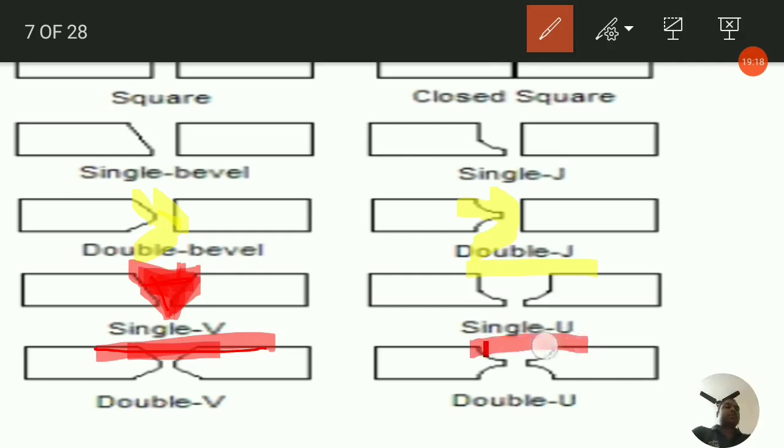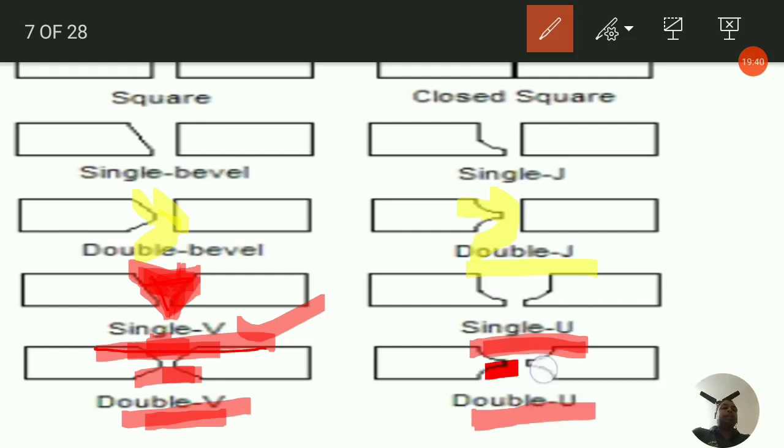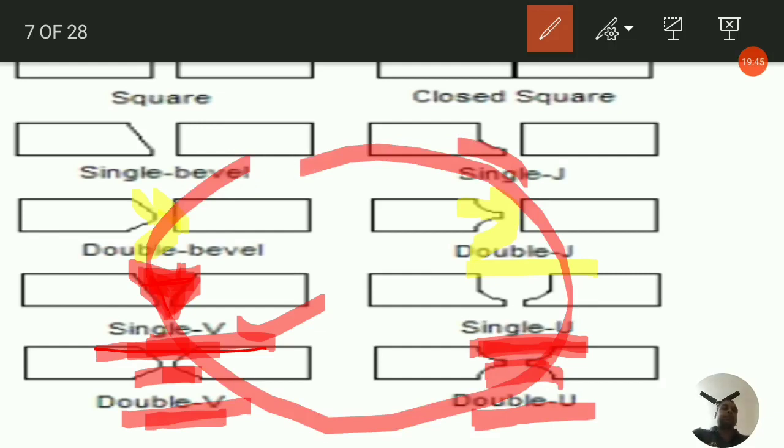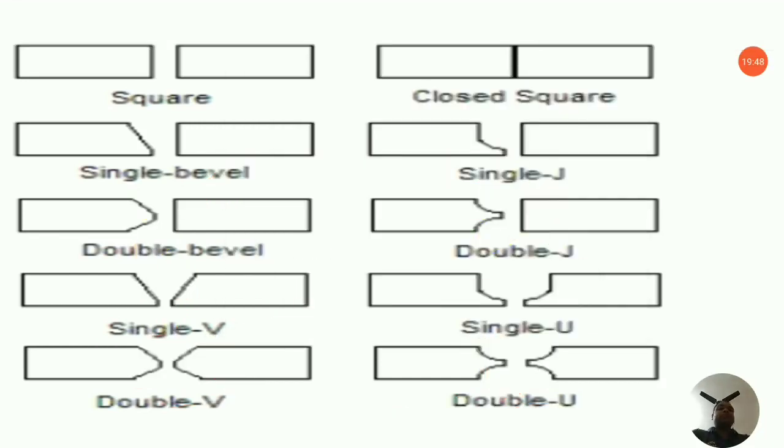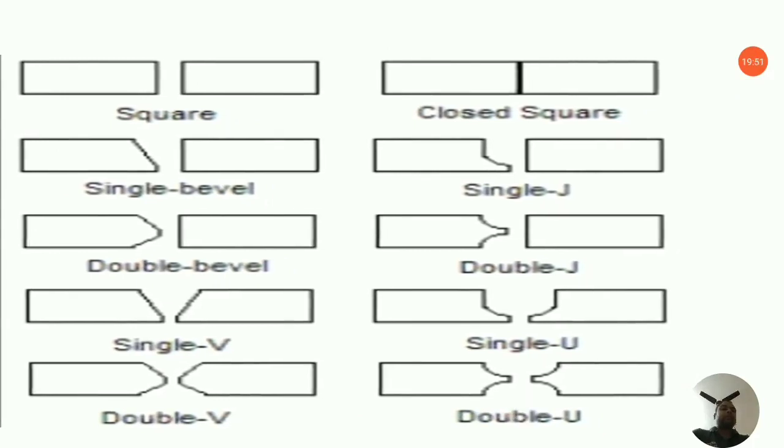Now coming to single U. Single U is somewhat stronger than the single V joint. Now coming to the double V, you can see more material is deposited. Depending on the strength and the thickness of the materials, the grooves are constructed. Now coming to double U, it is the strongest among all these grooves. So you must keep in mind that double U is used to provide the greatest strength, and the most commonly used is the single V joint.